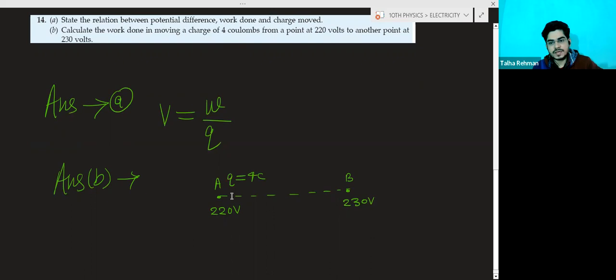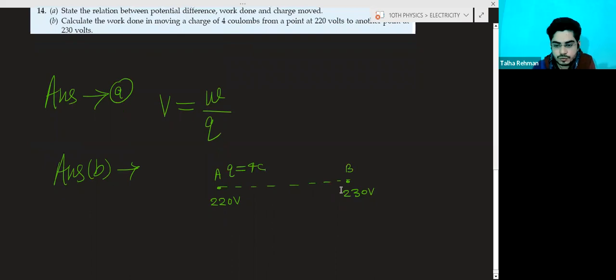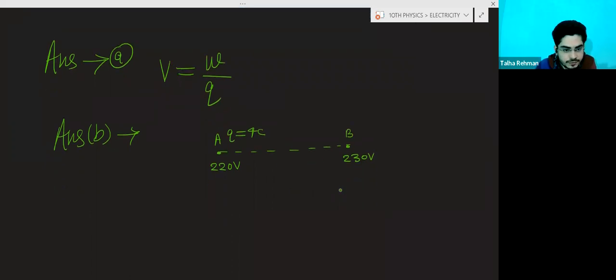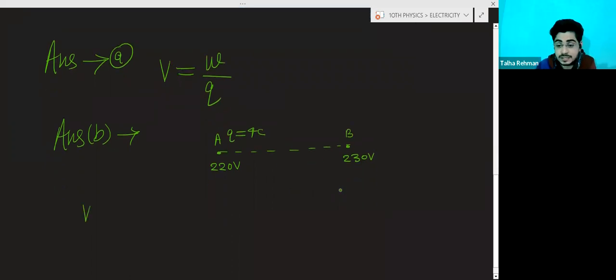You have to find the work done. What amount of work do you have to do in moving a charge from this point to this point? So we know potential difference. This V is the potential difference, not the potential. Potential difference is equal to the work done divided by the charge. Work done in moving the charge divided by the charge.